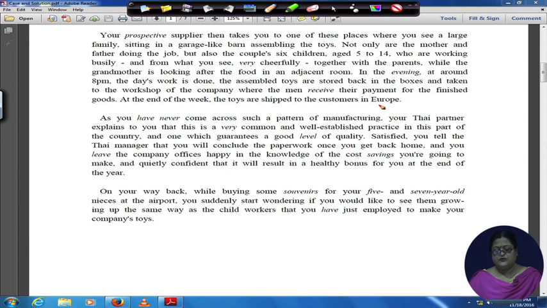As you have never come across such a pattern of manufacturing, you have no basic previous knowledge about this. Your Thai partner explains to you that this is a very common and well established practice in this part of the country, and one which guarantees a good level of quality. Satisfied, you tell the Thai manager that you will conclude the paperwork.